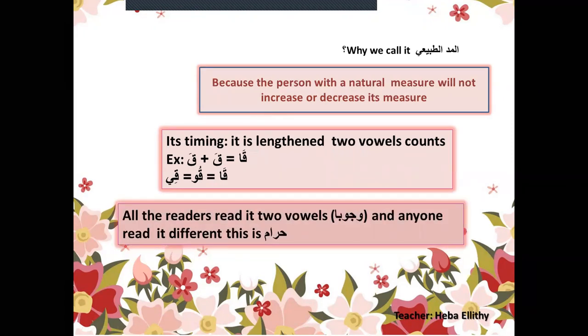طيب, all the readers read it 2 vowels وجوبا. What does وجوبا mean? Should be. There is no choice. No reader reads it less than 2 beats. It came from Prophet Muhammad sallallahu alaihi wasallam to us with this length, 2 beats, no less than that. And anyone who reads it differently, this is haram. What about non-Arab people? Allahu a'lam. But I think because this is not their language, Allah inshallah will forgive them, but they should try to read it with the right length.